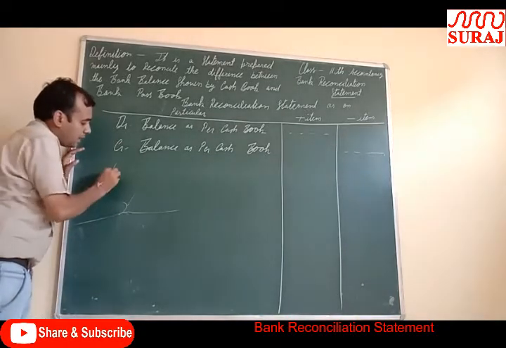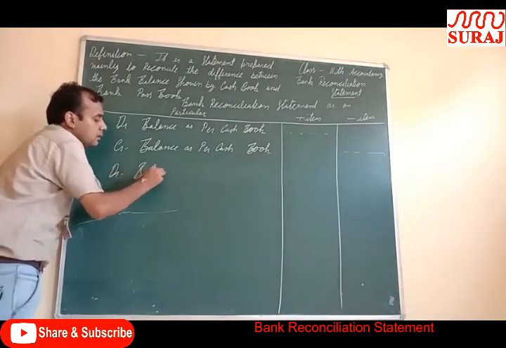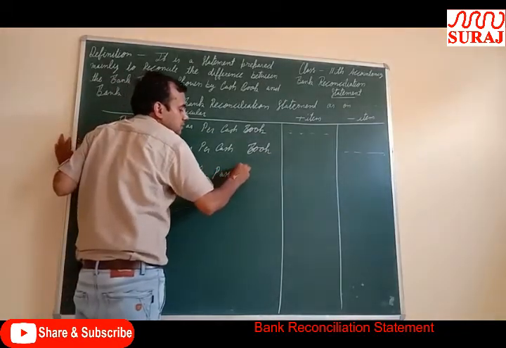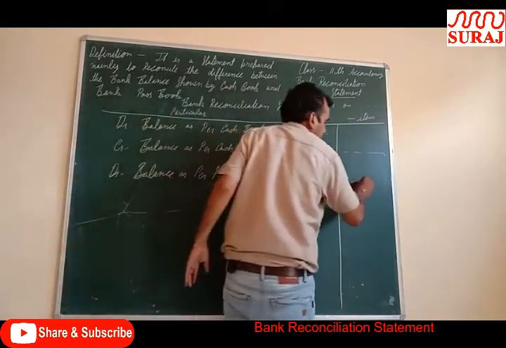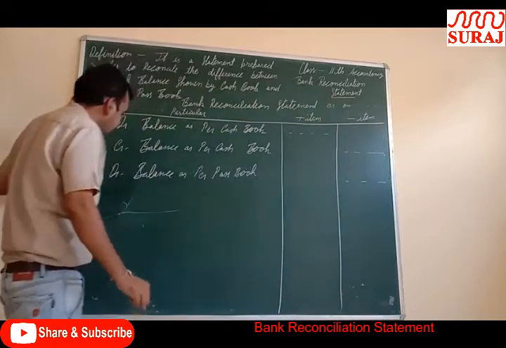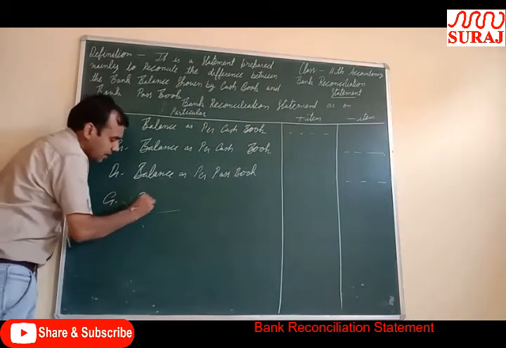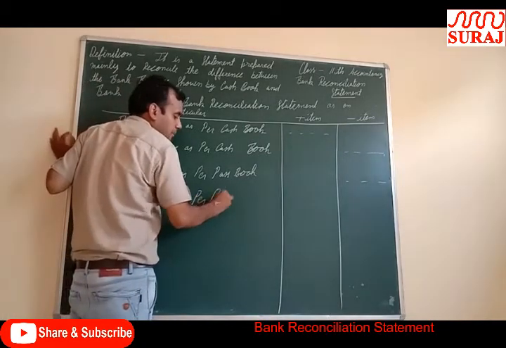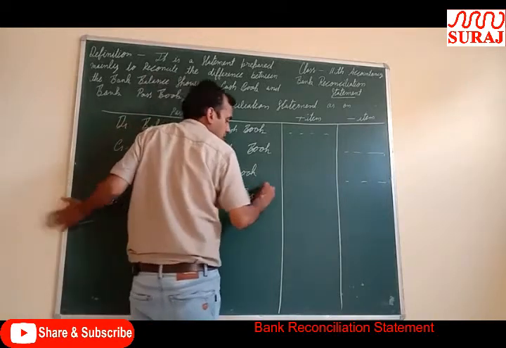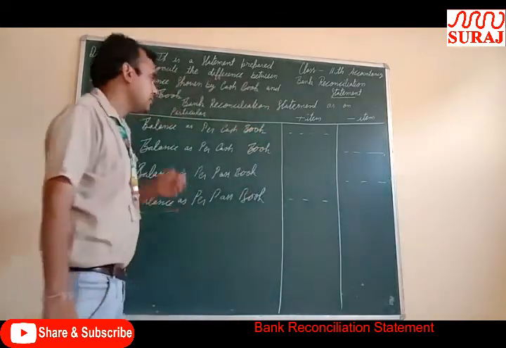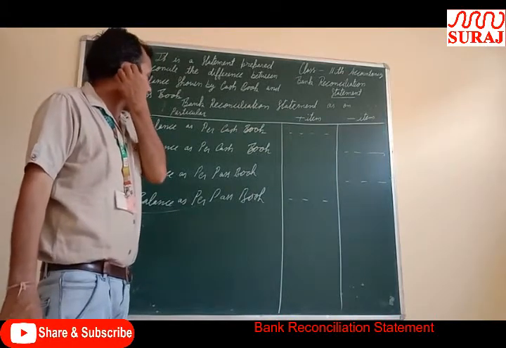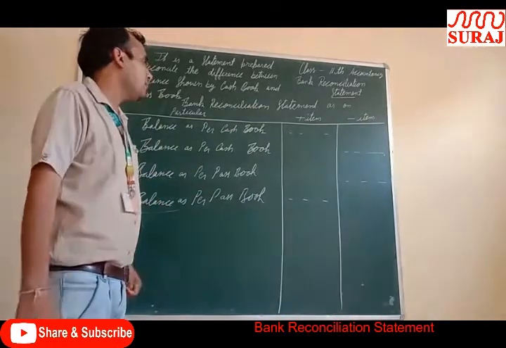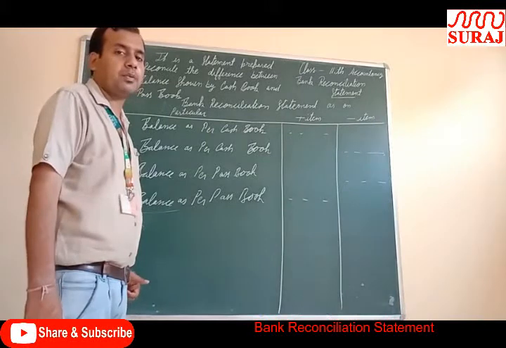Now the passbook: debit balance as per passbook will be the minus item, and credit balance as per passbook will be the plus item. Dear students, debit balance as per cash book is a plus item, credit balance as per cash book is a minus item, debit balance as per passbook is a minus item, credit balance as per passbook is a plus item.